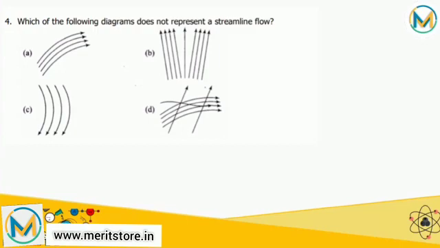Two streamlines cannot cross each other, and the greater the crowding of streamlines at a place, the greater is the velocity of liquid particles at that place. If we consider a cross-sectional area, then a point on the area cannot have different velocities at the same time. So this is not a streamline flow. The rest are all correct. So the correct answer for this question is option D, and this is the diagram which does not represent a streamline flow.